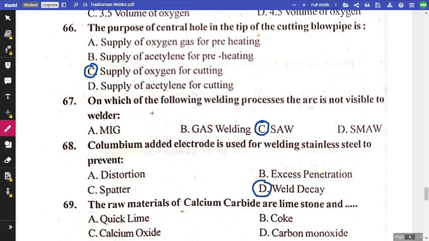We will be adding columbium to electrodes for welding stainless steel to prevent weld decay.